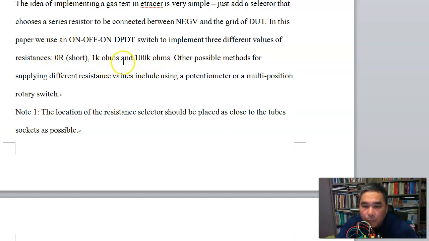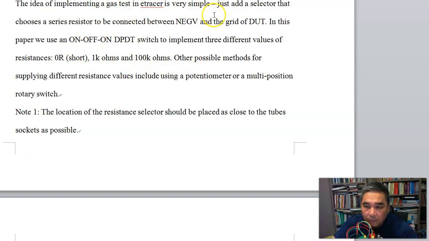So this 1 k ohm resistance can also be used as a grid stopper resistance. So if you are testing some really high gm tubes, you might want to put in the 1 k ohm resistor, like the mini amplifier does, to prevent the circuit from oscillating.